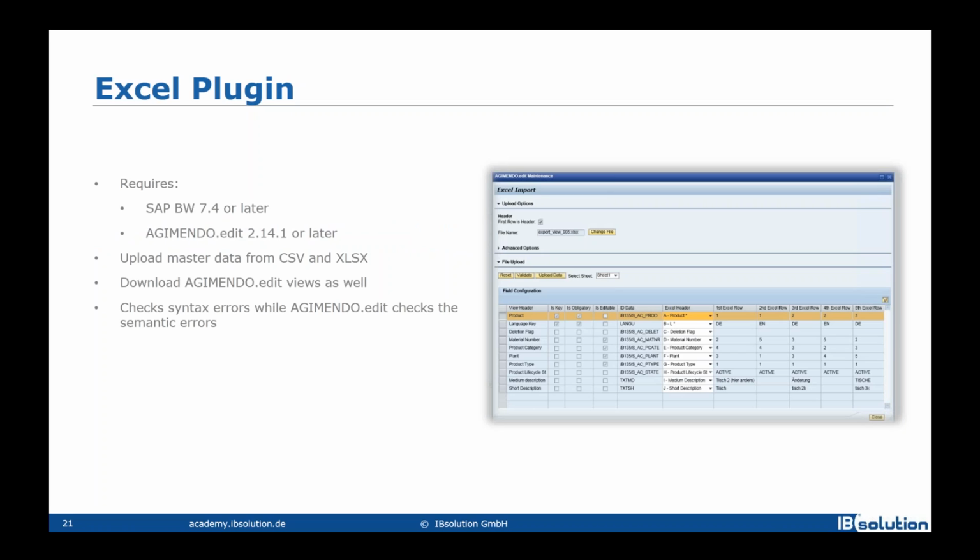It allows you to upload Excel files as CSV or XLSX format into your Agimendo views, which, when saved, is uploaded into your master data table. You can as well, on the contrary, download tables from your Agimendo views into an Excel file.